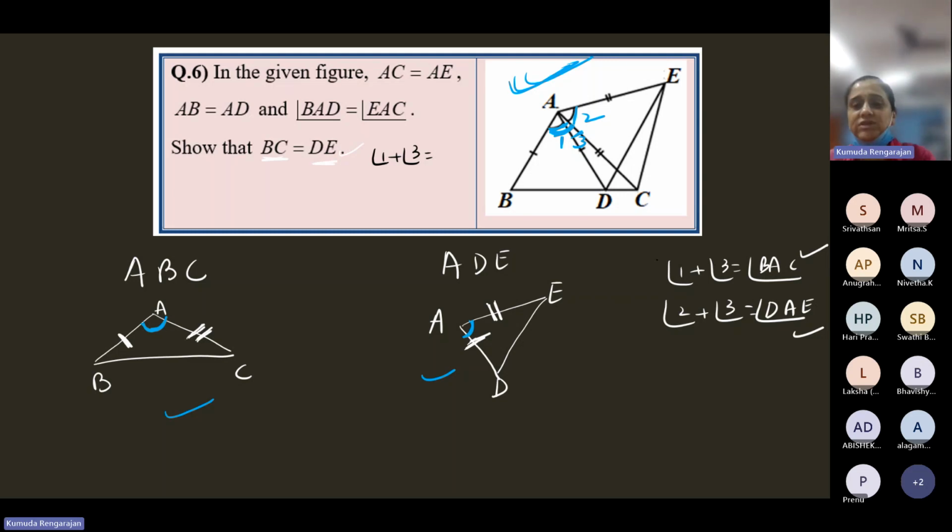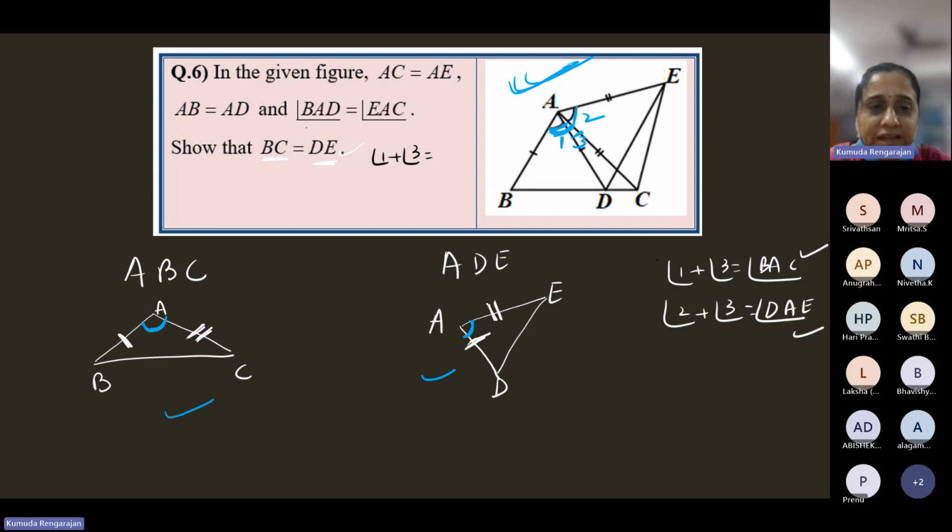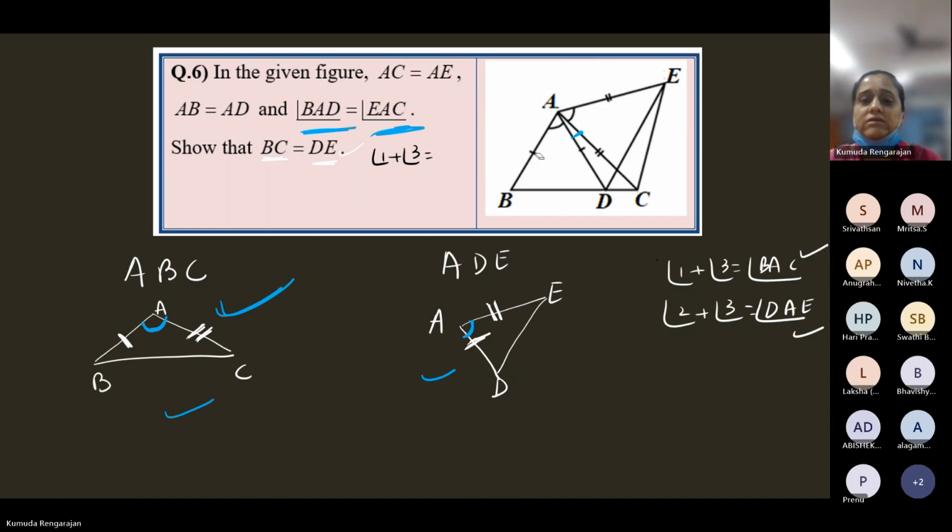Now, why do we add 3 to both the sides? Why we add 3 is because of the given angles BAD and EAC. See, the given angle BAD, you try to mark BAD here. There is no angle BAD at all in this triangle. Then try to mark EAC in the second triangle. EAC, it's not there. So go back to the main figure.